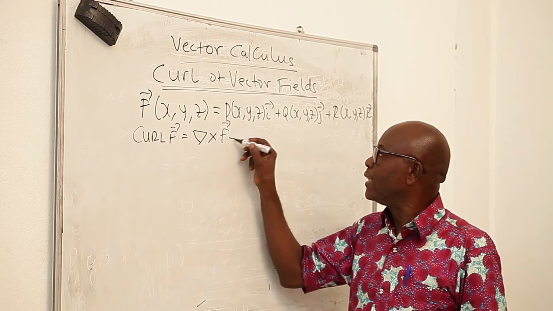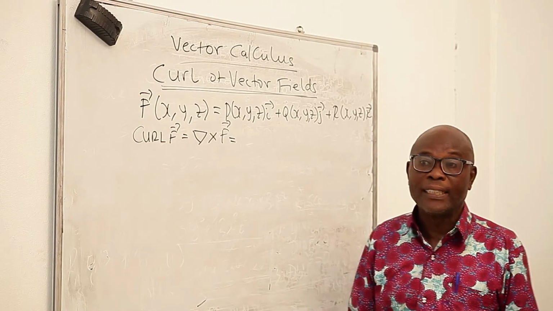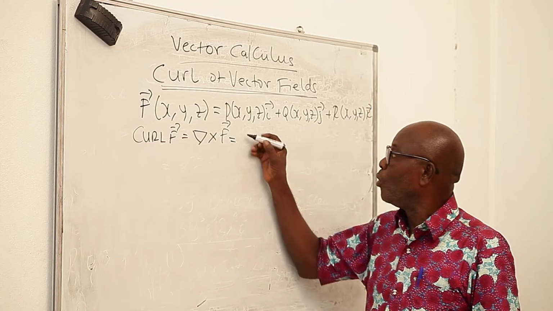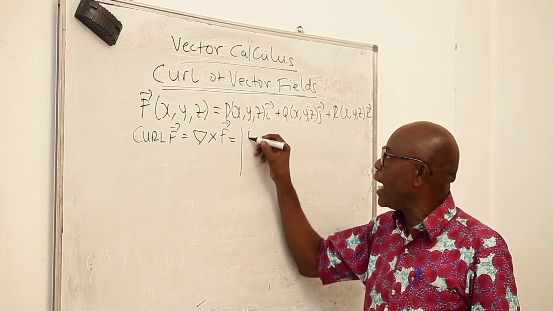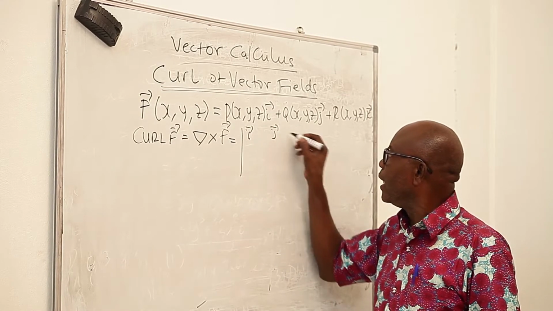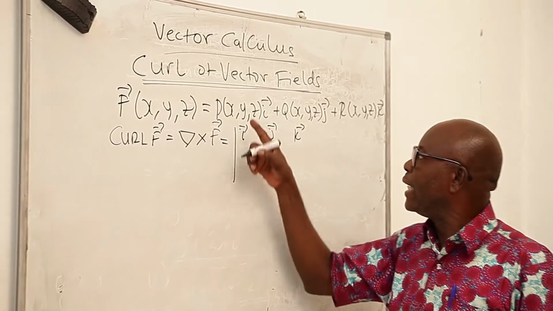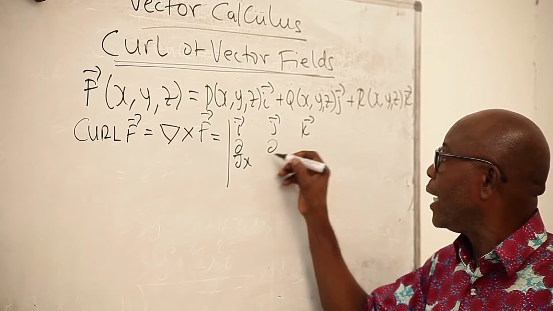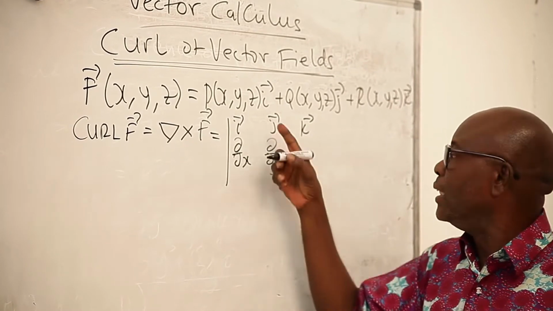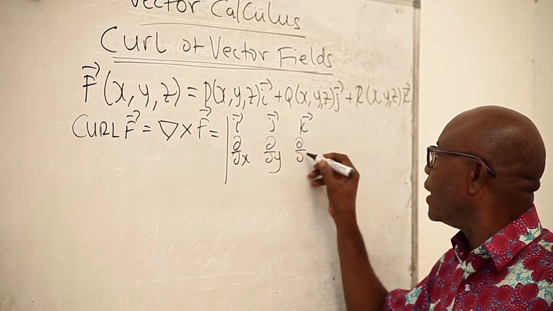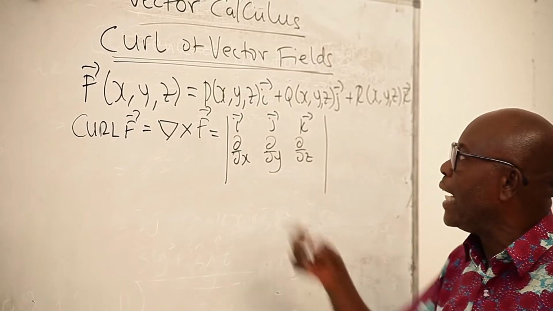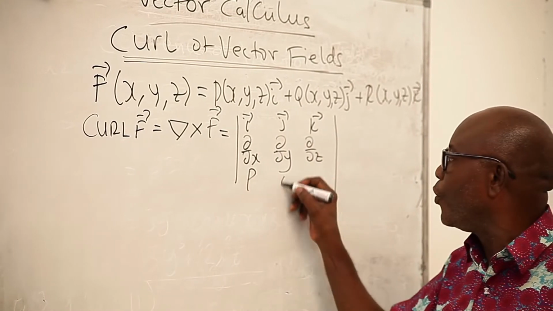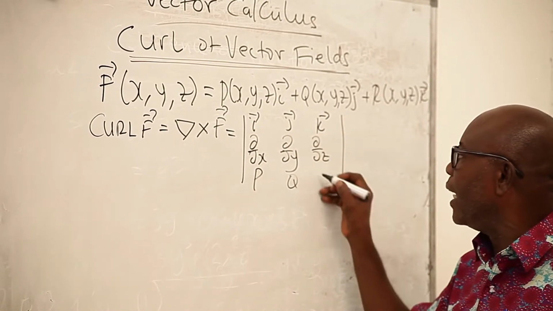For convenience, we use the determinant of a 3 by 3 matrix. So we have I, J, and K in the first row, then del is partial x in the I direction, partial y in the J direction, and partial z in the K direction. And F has P in the x direction, Q in the y direction, and R in the z direction.